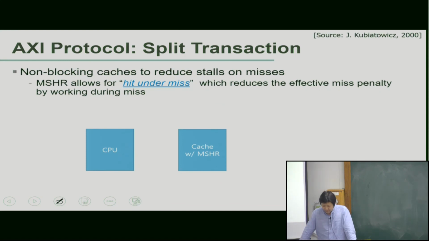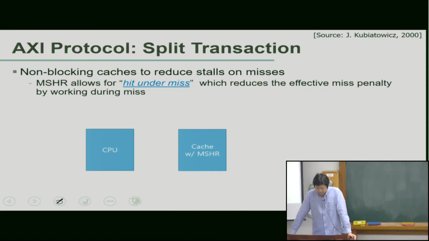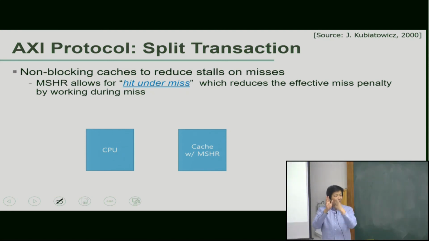Anyway, so this split transaction is very important for what is called non-blocking cache. Non-blocking cache actually reduces the number of stall cycles on misses. If you have a blocking cache and a non-blocking cache, in a blocking cache, whenever you have a cache miss, your system stops until this request is serviced from the memory. Okay, that's called a blocking cache.